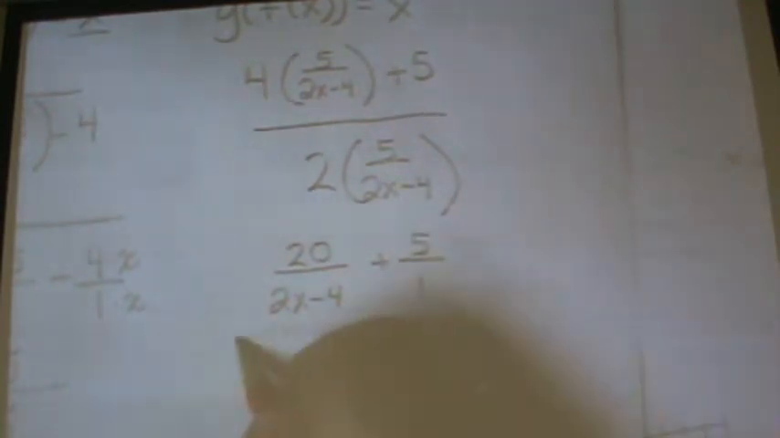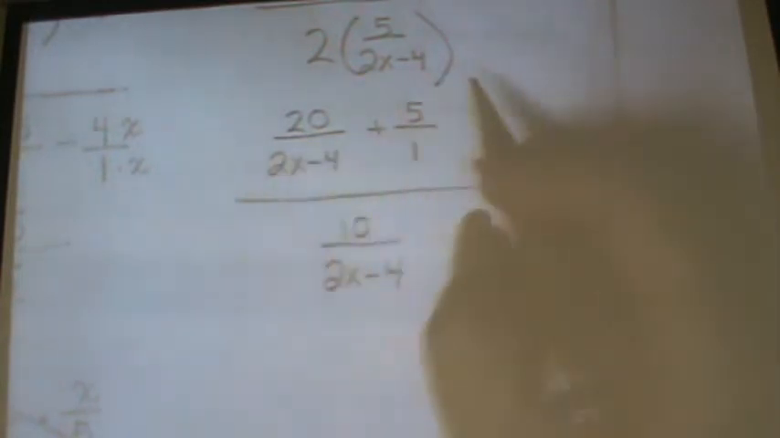How do you multiply 2 fractions? Abby, how do you multiply these 2 fractions? I think you know this one. Come on, tell me. No, not reciprocal, we're not dividing. How do you multiply 2 fractions? Multiply across. Okay, so what's 4 times 5? 20 over 2x minus 4, plus 5 over 1.